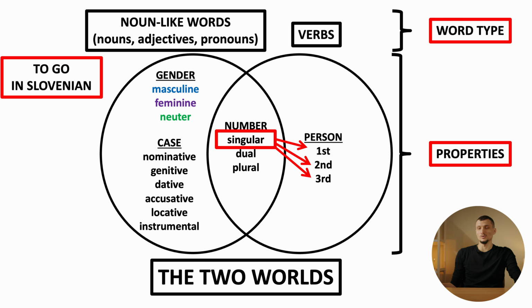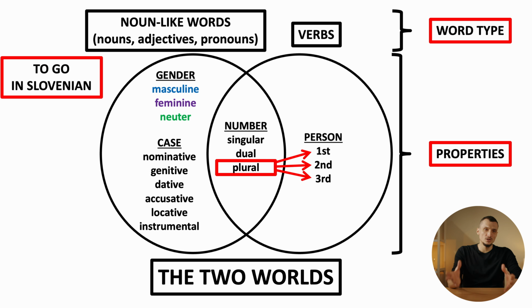We have I go, you go, he, she goes. But then we also have the two of us go, the two of you go, the two of them go. And we have we go, you go, and they go. So this is all just to review how much more complicated Slovenian is when compared to English.